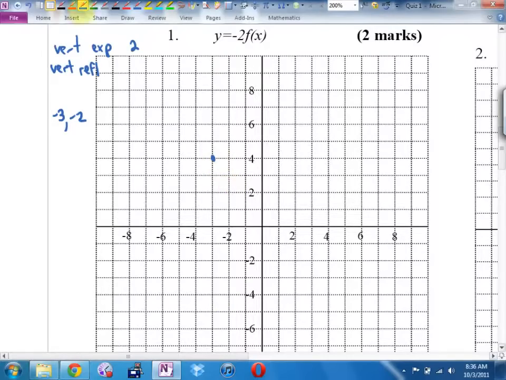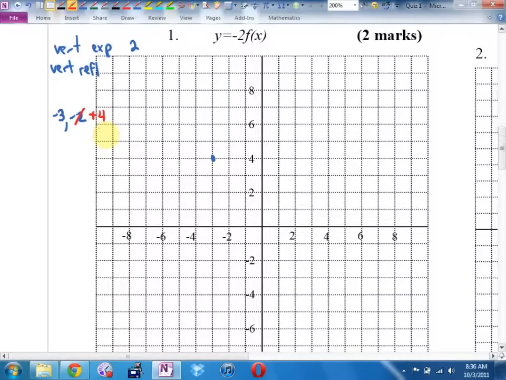Or I could actually just look at my y column here, and I could say if I vertically expand that by 2, it'll be -4. And if I vertically reflect it, it'll be +4. Both of those end me up on that point.